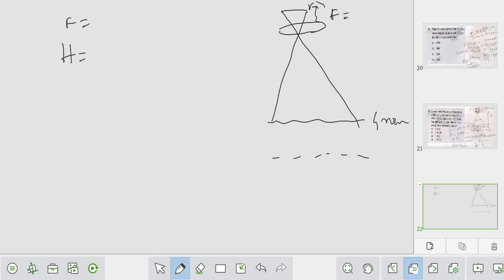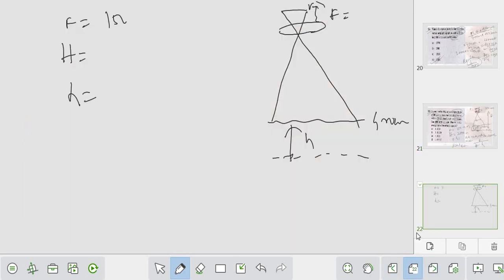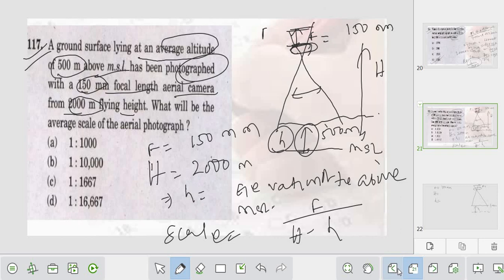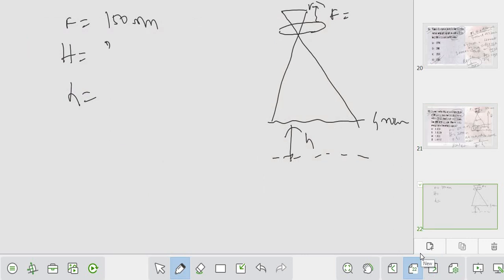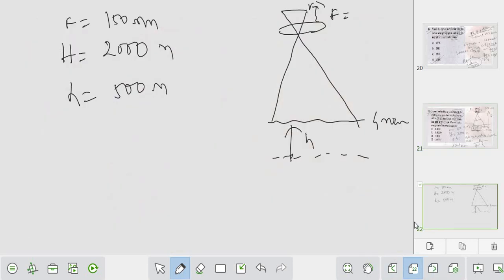कि mean sea level दिया हुआ है, ये ग्राउंड है ना, यहाँ फिल्म लगा हुआ है, सेंसर लगा हुआ है, ओके, ये फोकल लेंथ दिया हुआ है small f, ओके, फ्लाइंग हाइट दिया हुआ है और this elevation दिया हुआ है, small h दिया हुआ है, कितना, focal length 150 mm, so focal length will be 150 mm, okay, flying height will be 2000 meter, and elevation is 500 meter, okay.